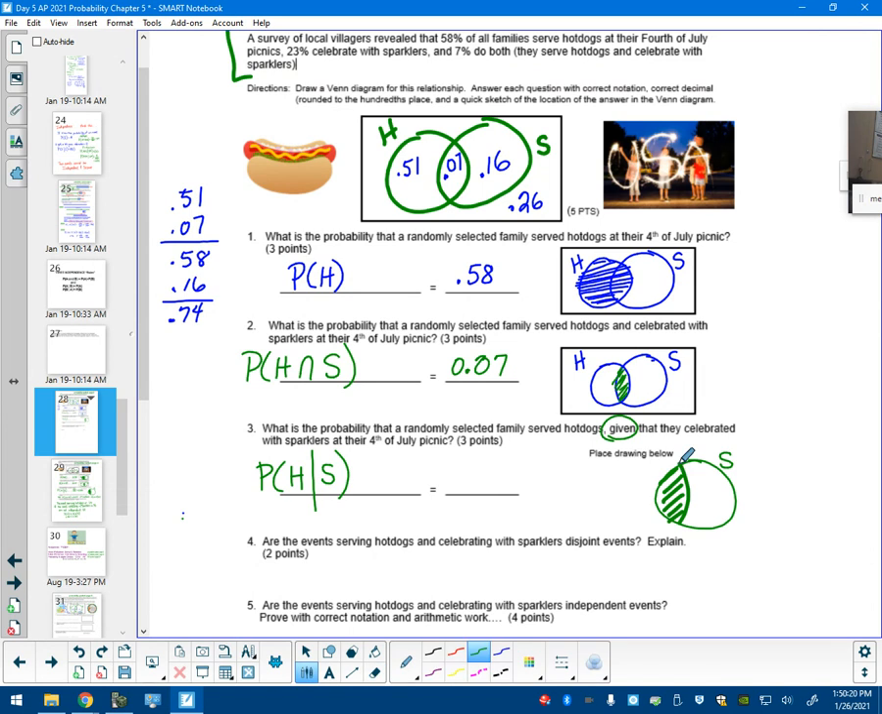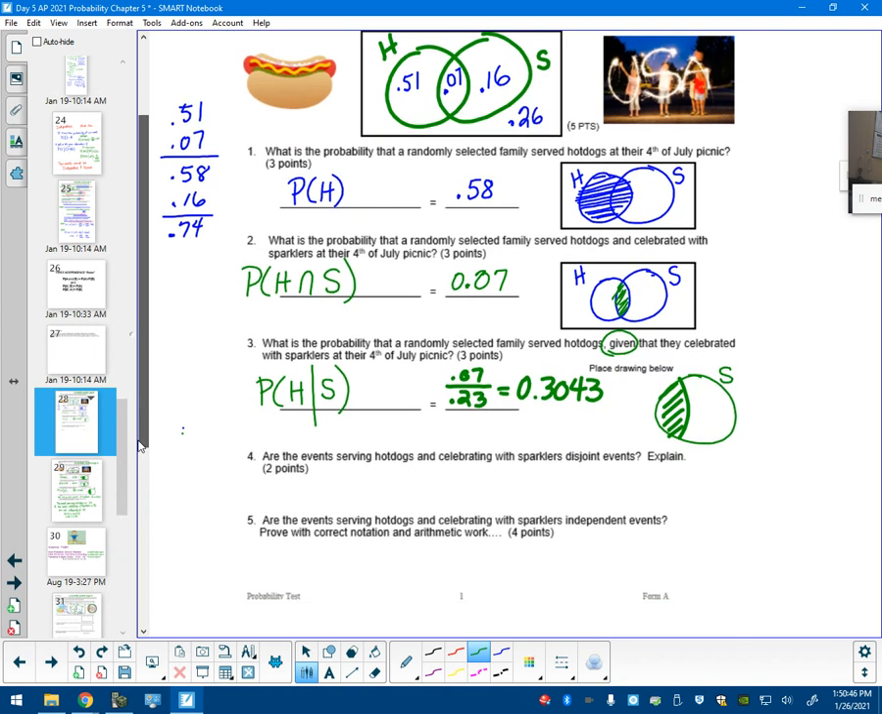And this is going to require a little bit of math because it's 0.07 divided by 0.23. And that is 0.3043. All right.